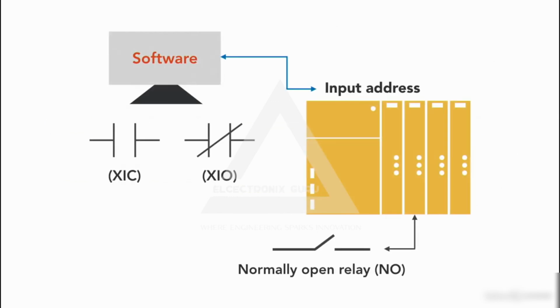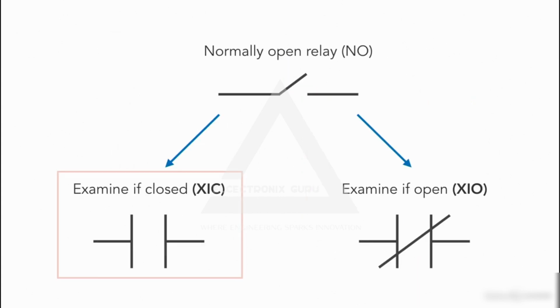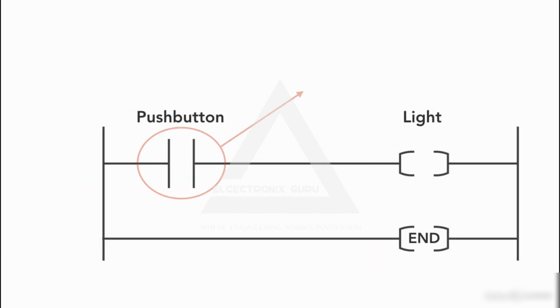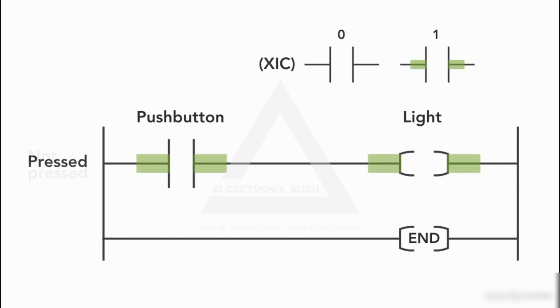Let's see what happens in the program using XIC. When using an XIC, remember XIC is activated when the memory location is 1. So if the push button is not pressed, the memory location is 0, and as a result, the XIC instruction will not be highlighted and the light will not turn on. And once the push button is pressed, the memory location is 1 and the XIC instruction is activated.